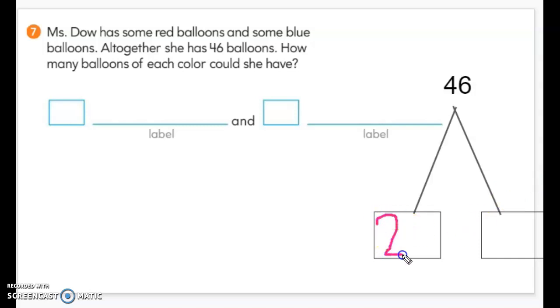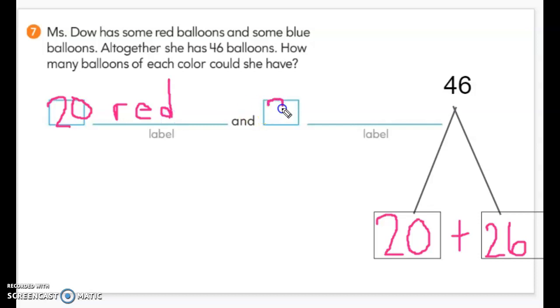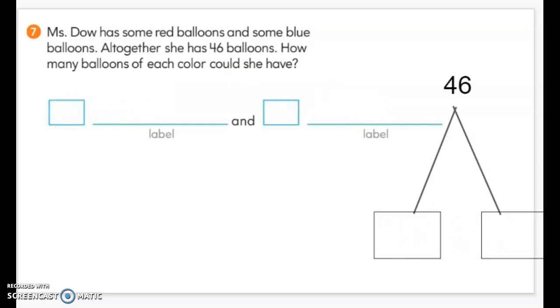So I'm going to say that she has 20 red balloons, and that would mean 26 blue balloons, because 20 plus 26 is 46. Now I want you to think, what other addends, number partners, add up to 46? And then you put your answers in your box with your labels. Your two addends have to equal 46. Okay, and you can't choose my two. Go ahead and pause until you solve it, and then hit play to go on to the next problem.